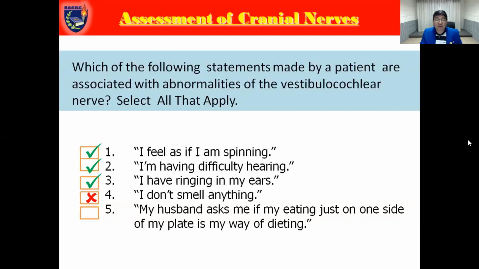And then option 5, my husband asked me if my eating just on one side of my plate is my way of dieting. Now, this indicates homonymous hemianopsia, which is an abnormality of the optic nerve and not of the vestibulocochlear nerve. So we put also an X. So the correct answers are options 1, 2, and 3.